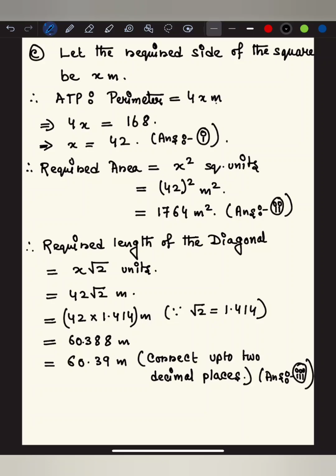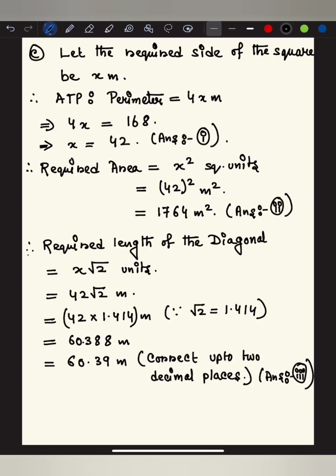Now perimeter equals 4x meter, therefore 4x equals 168, which implies x equals 42. Got it? So the side of the square we got as 42 meter. Now area of a square is x square units, which equals 42 whole square meter square, which equals 1764 meter square. This is answer number 2.